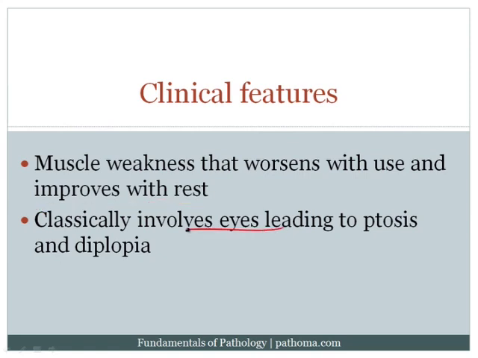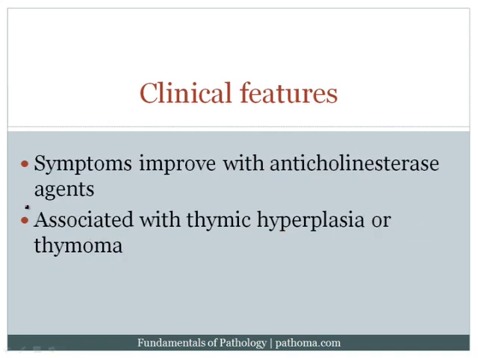Classically involves the eyes, leading to ptosis and double vision, and that's an important hallmark that would show up in a clinical vignette. The symptoms will improve with anticholinesterase agents. Again, the longer acetylcholine is present in the neuromuscular junction, the better it will compete with those antibodies. And very high yield, it's associated with thymic hyperplasia or thymoma. This shows up on the board exams often. And this is important because if there's thymic hyperplasia or thymoma, and you remove the thymus, the patient's symptoms will improve.